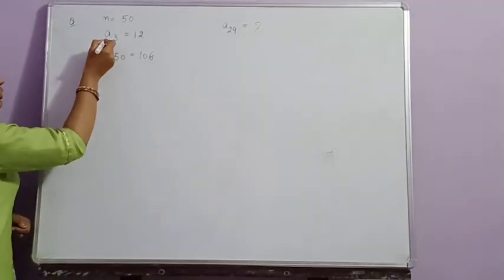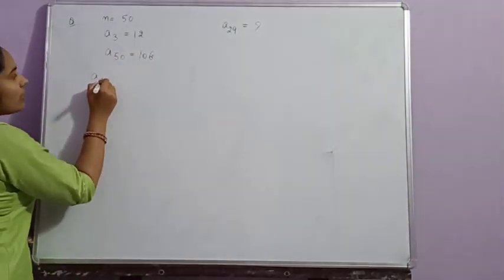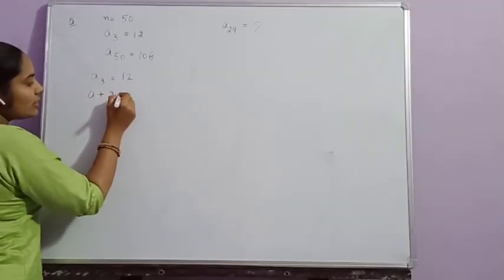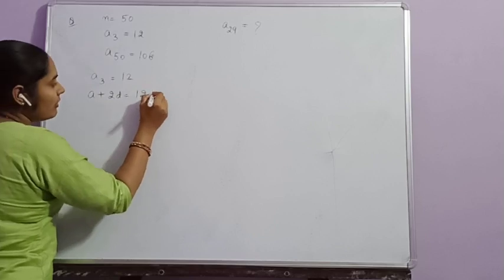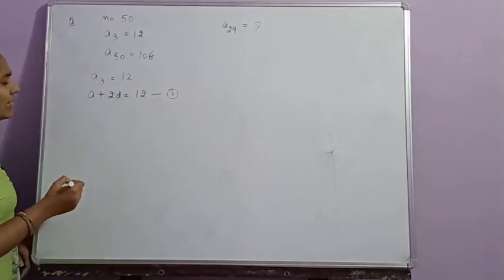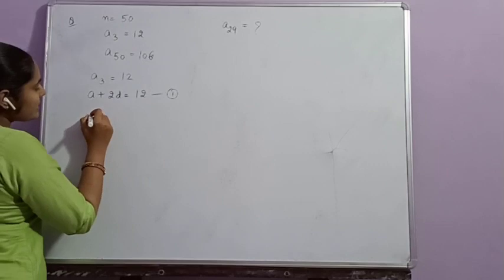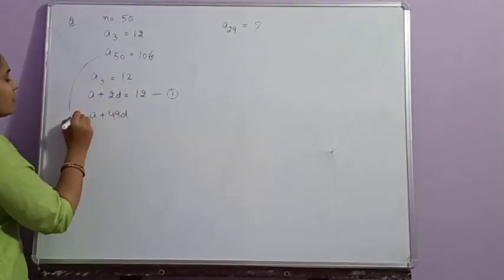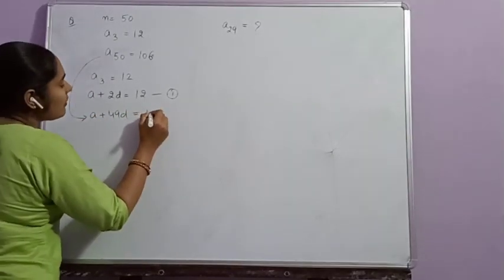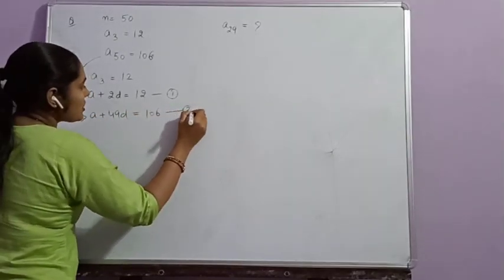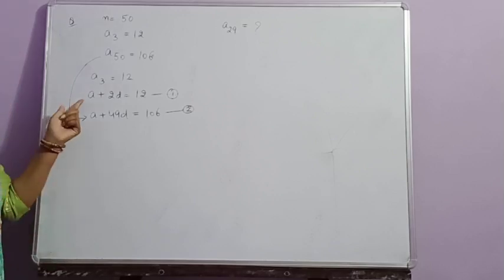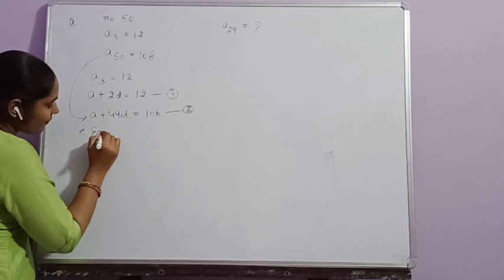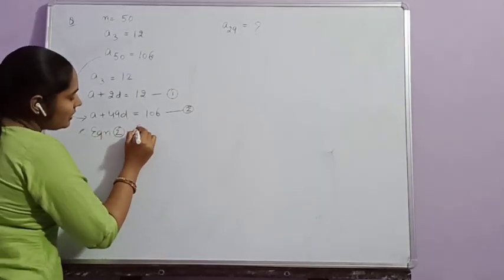Clear? We know that A3 is equal to 12 given to us. So A3 can be written as A plus 2D, that is equal to 12. First equation. Similarly, A50 can be written as A plus 49D, that is equal to 106. Second equation. Now we will subtract equation 1 from equation 2, equation 2 minus equation 1.